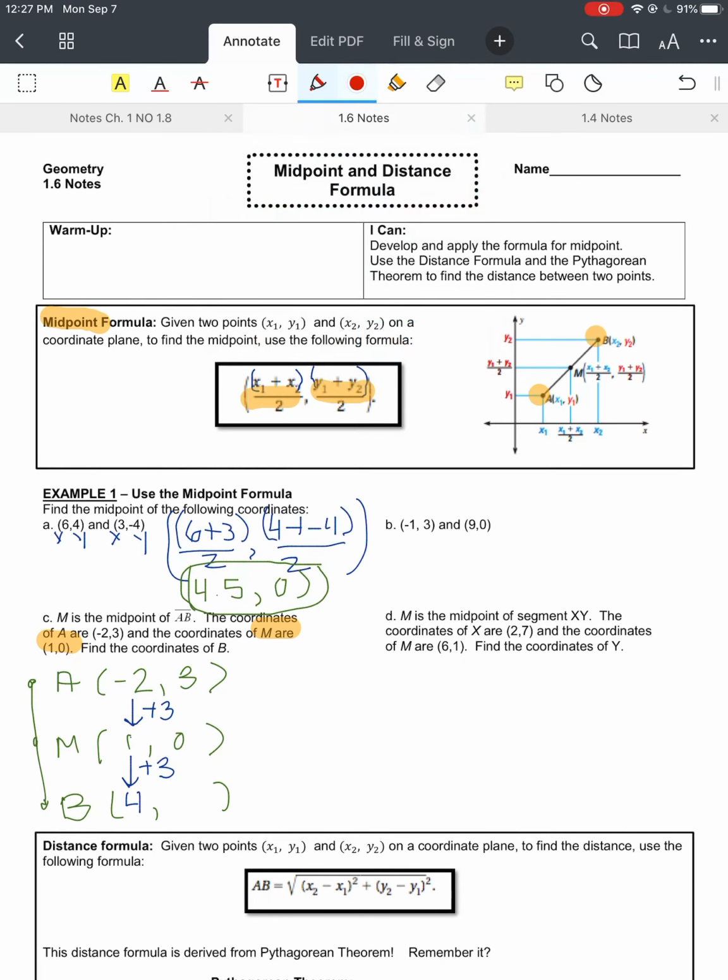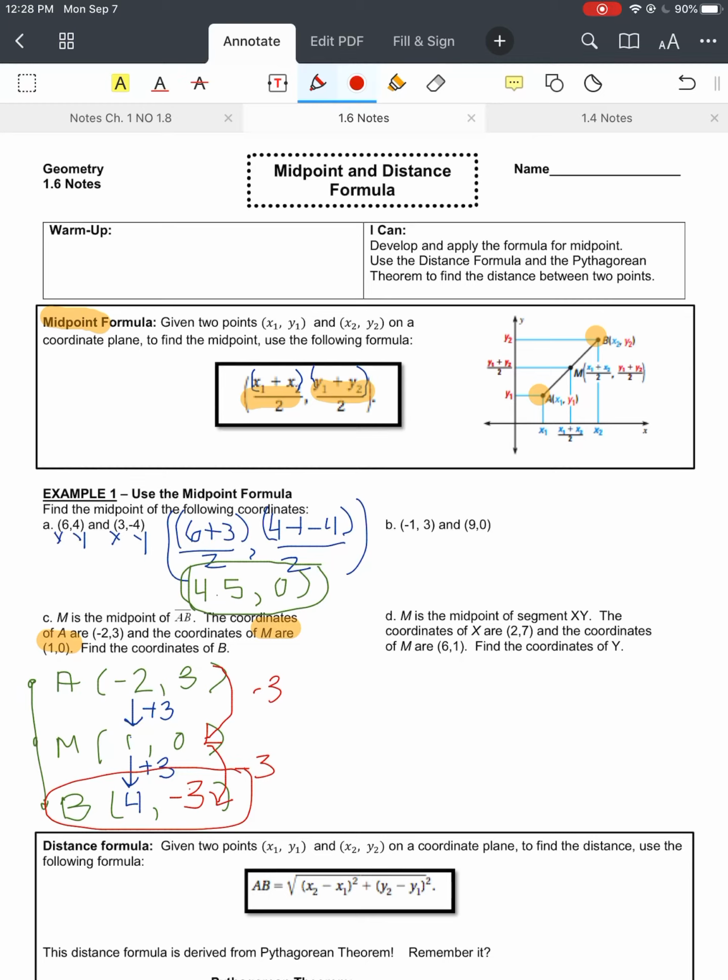You're going to do the exact same thing for the y coordinate. How do you get from 3 to 0? Oh, well, you subtract 3. So I'm going to have to subtract another 3 because I'm going the same distance. So 0 minus 3 is negative 3. So that's my coordinate B.